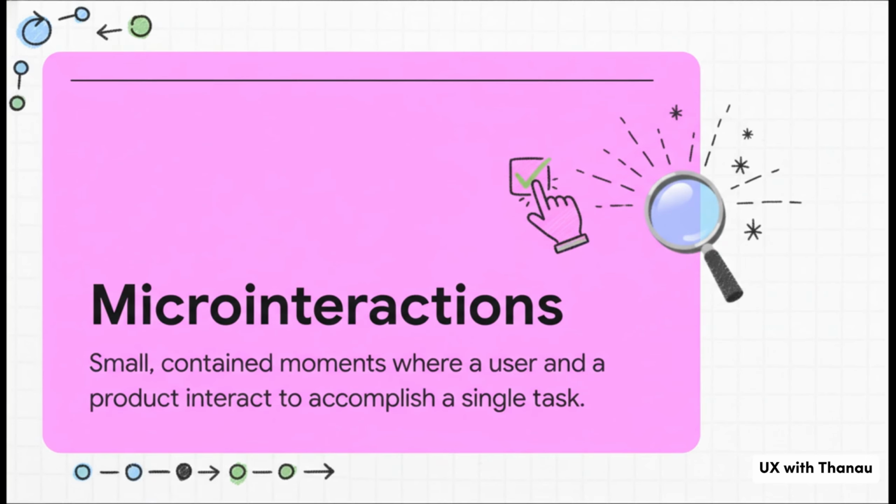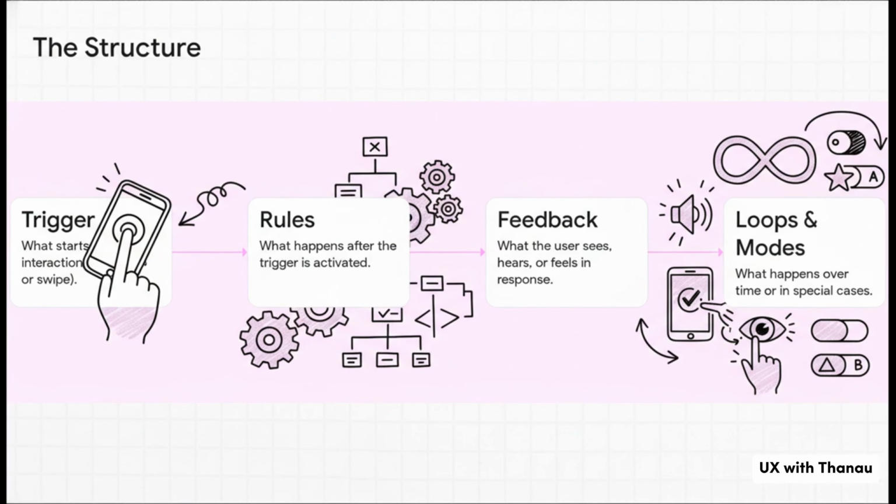Okay, so if we're going to put a label on it, here's the deal. A micro interaction is basically a small, contained moment where you and a product work together to do one single thing. That's it. Its job is to help you accomplish one little task and, crucially, to let you know, hey, mission accomplished. And what's really cool is that they almost all follow the same simple four-step recipe.